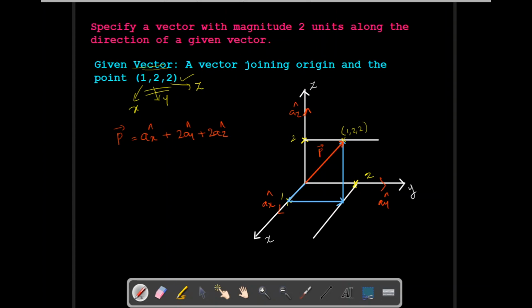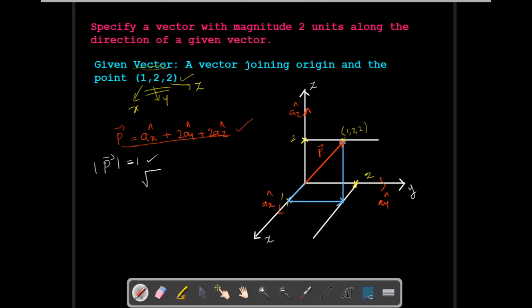Now to solve this: specify a vector with magnitude 2 units along the direction of a given vector. So now this is the given vector. First I have to check whether this is a unit vector. How do I check that? I have to find the magnitude of this vector. If the magnitude of p vector is 1, then I can say that this is a unit vector.